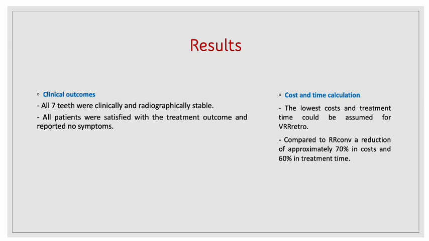For the cost and time calculation, the lowest cost and treatment time could be assumed for vital root resection with retrograde partial pulpotomy. Compared to conventional root amputation, a reduction of approximately 70% in cost and 60% in treatment time was predicted.